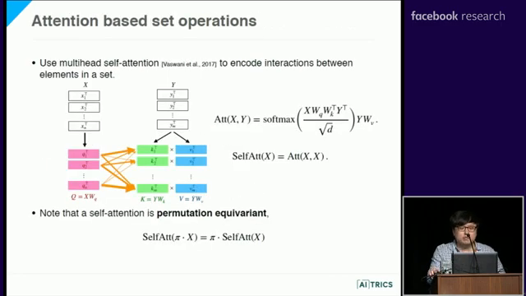So we propose attention-based set operations. We use multi-head self-attention to encode interactions between elements in a set. There are 3 learnable parameters in multi-head attention, WQ, WK, and WV. If the 2 arguments X and Y are the same, it works as a self-attention network. And one property of self-attention is permutation equivariance, which means self-attention of a permutation of X is equal to a permutation of self-attention of X.